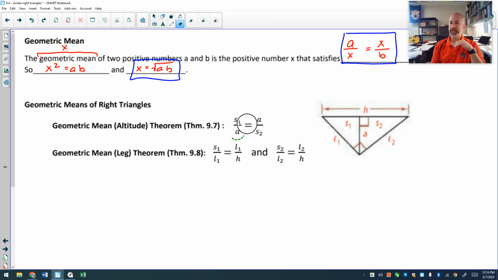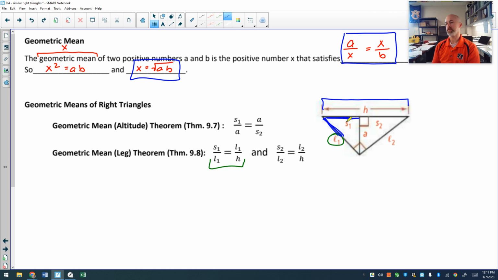It also turns out that if you have the legs of the big triangle, notice they are L1 and L2, leg 1 and leg 2. They also create a geometric mean situation. And so let's look at L1, this first piece right here. We're looking at L1, and it is the geometric mean of, and it goes back to the original hypotenuse. It's the piece of the hypotenuse that touches L1. So notice it's S1 over L1 equals L1 over the entire hypotenuse. So it's S1 over L1 equals L1 over the whole hypotenuse.